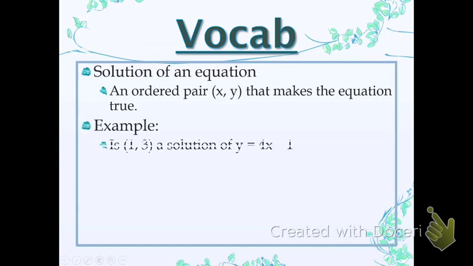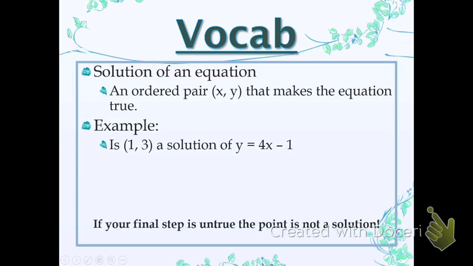So for example, I want to know whether or not the ordered pair (1, 3) is a solution to the equation y = 4x - 1. What I would need to do is figure out whether this ordered pair, 1, 3, remember that every ordered pair is an (x, y), so the x coordinate is 1 and the y coordinate is 3, makes the equation true.